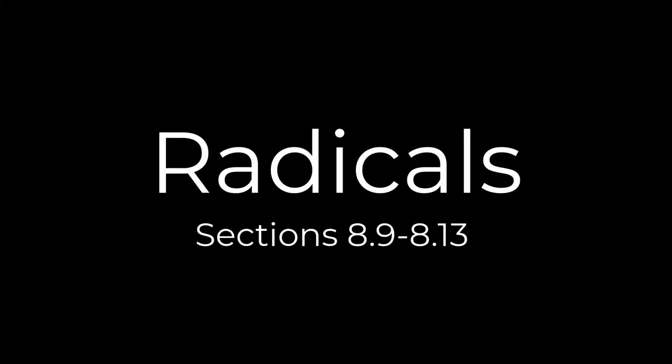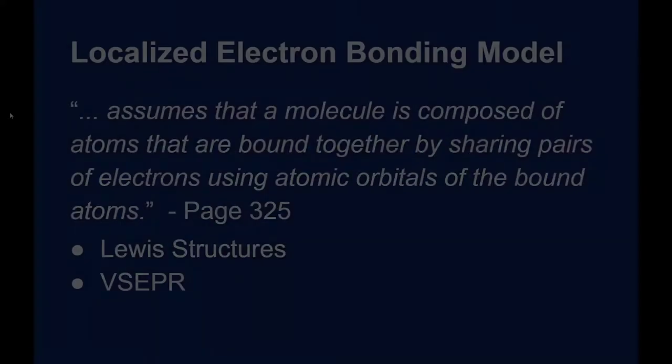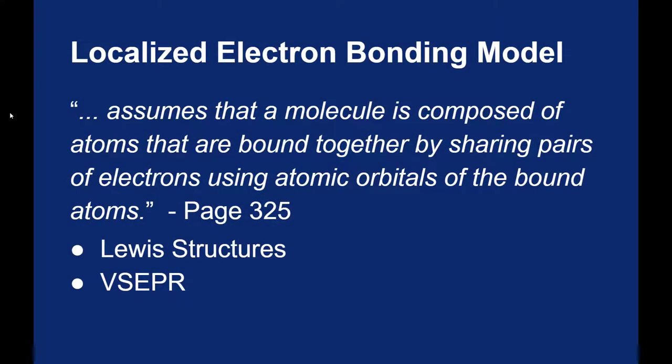The last two class days have focused on the localized electron bonding model. And we use that to look at Lewis structures and then all of these VSEPR shapes. The localized electron model depends on the arrangement of pairs of electrons. Our discussion on the localized electron model concludes with one final thought, and that is the consideration of radicals.